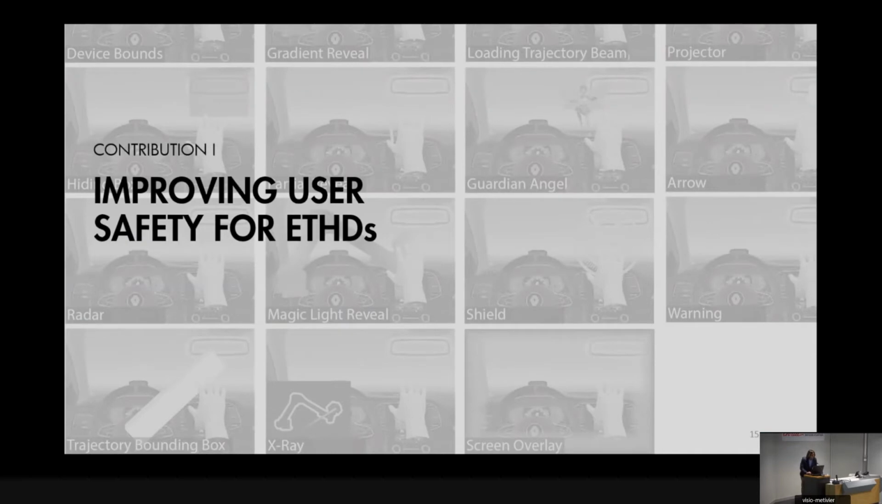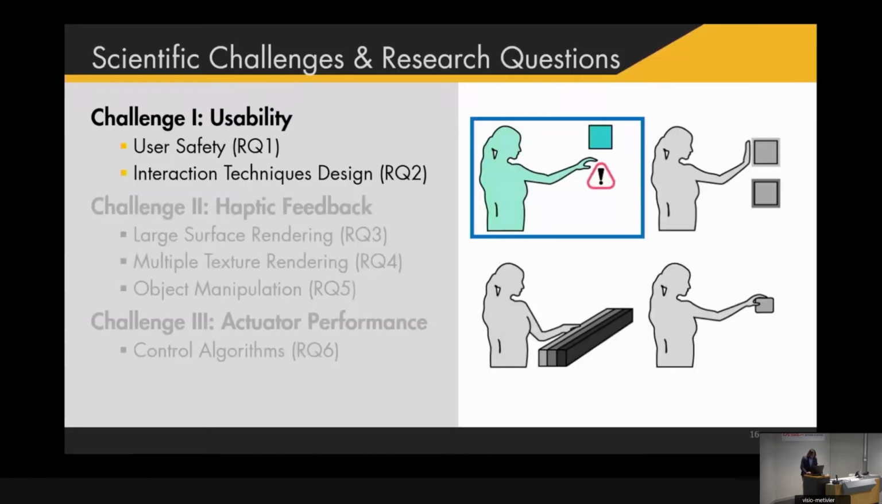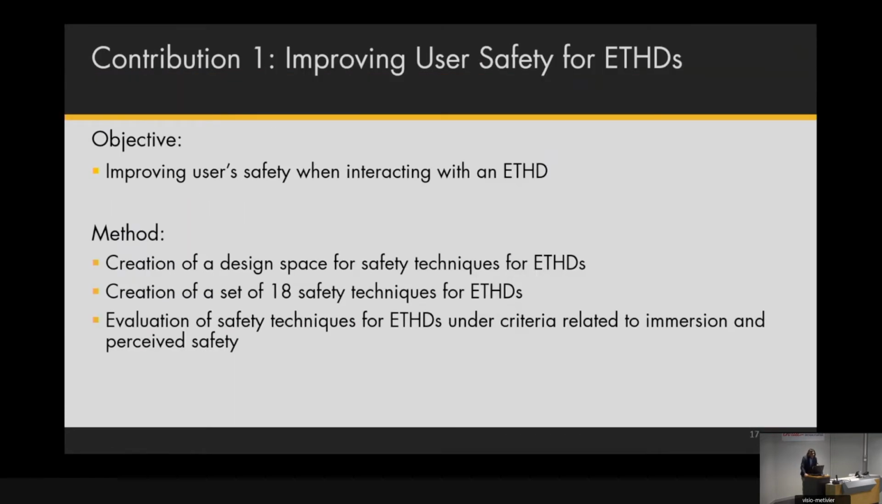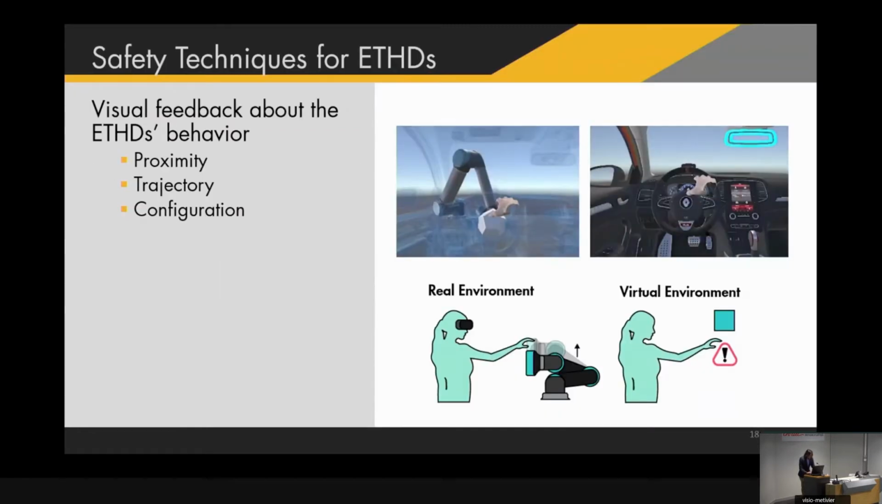So now let's begin with the first contribution, which is focused on improving user safety with ETHDs. As I mentioned before, this is purely focused on the usability challenge, addressing user safety and interaction techniques design. The objective of this contribution is to improve user safety when interacting with an ETHD, and for this we created a design space for safety techniques for ETHDs, and based on this design space we conceived 80 safety techniques, which were later evaluated under the criteria related to users' immersion and perceived safety.